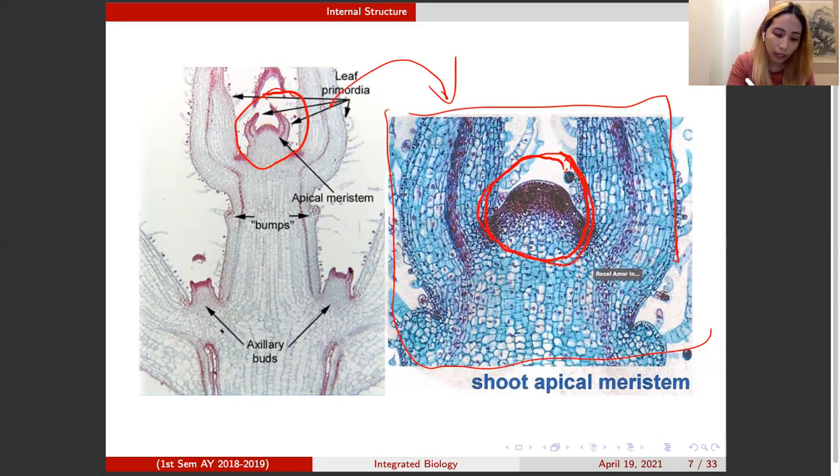You will notice this area where you have very dense cytoplasm. Cells with very dense cytoplasm are part of the whole shoot apical meristem. Now, the outermost layer of the shoot apical meristem, ito pinakalabas, is where you can find the apical initial. It is highly dividing, and it gives rise to new cells that you can see here, and here, and all of that came from the shoot apical meristem.